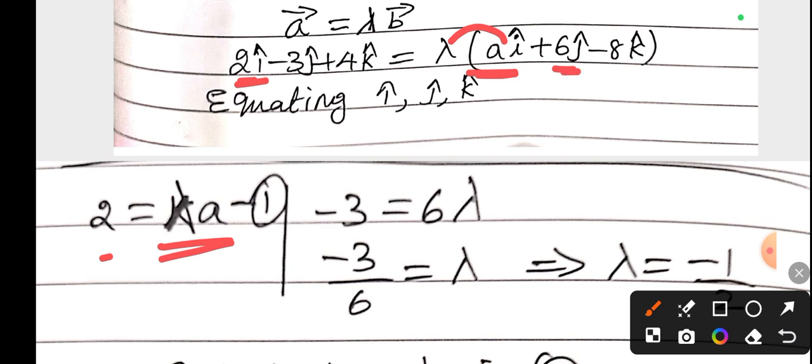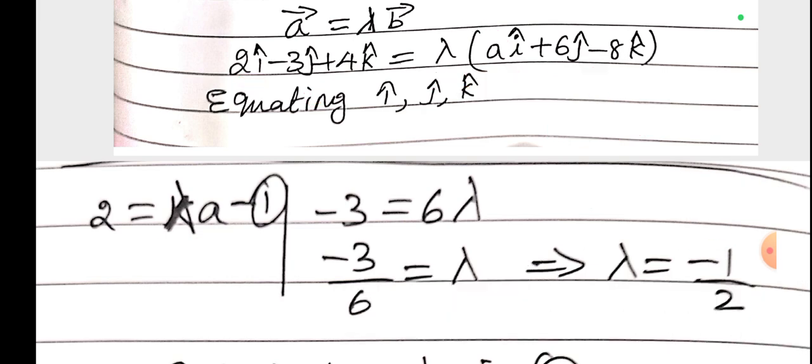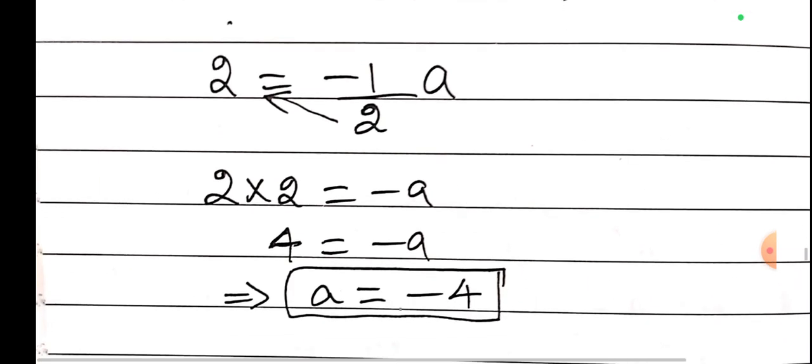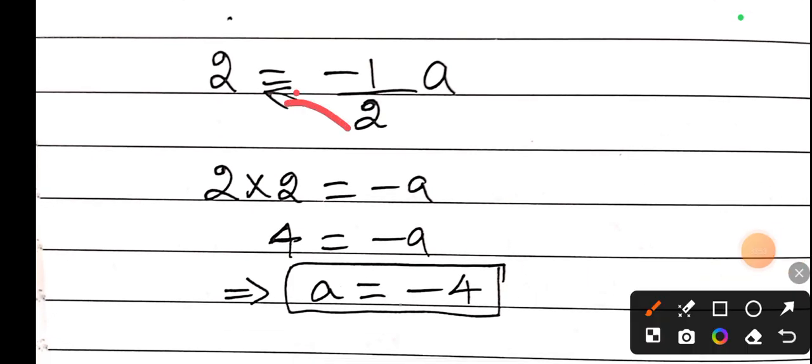Same way here you have 6 lambda actually. Here you have minus 3. 6 lambda equals minus 3, now lambda equals minus 3 by 6, that is minus 1 by 2. That minus 1 by 2 we substitute in the first equation now. So you will get 2 equals minus 1 by 2 a.